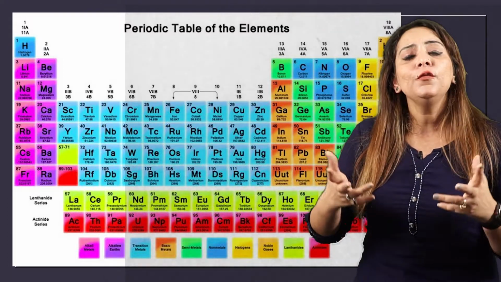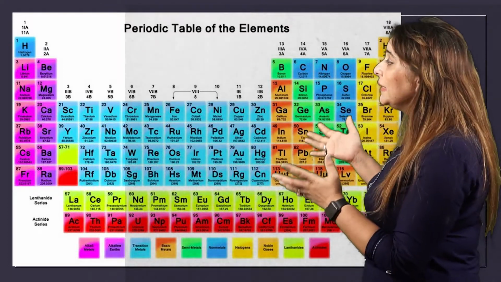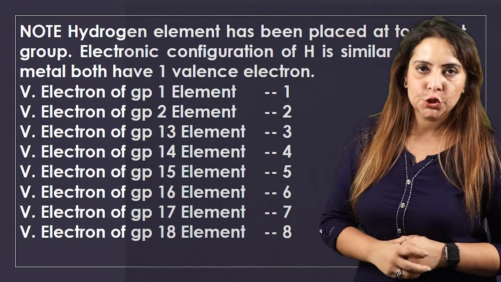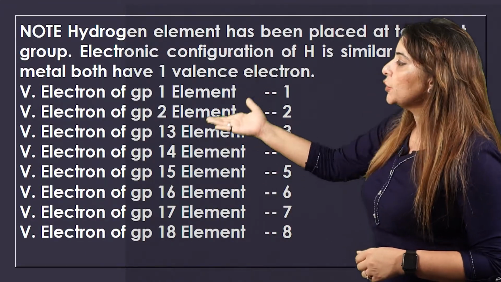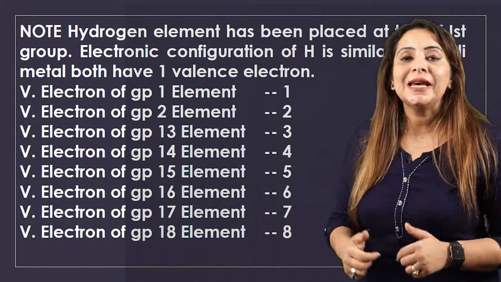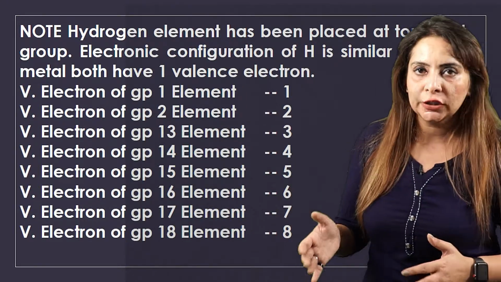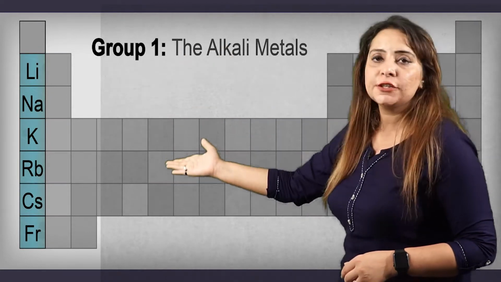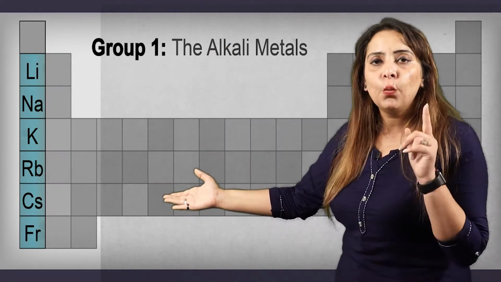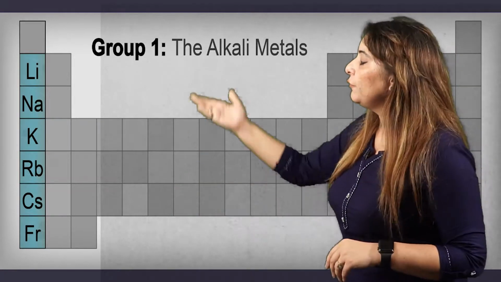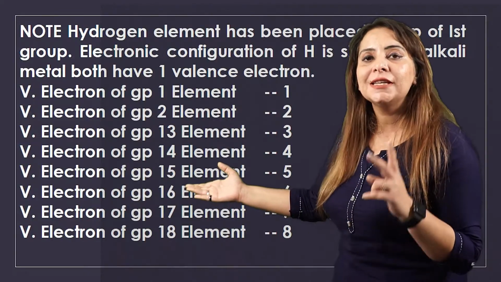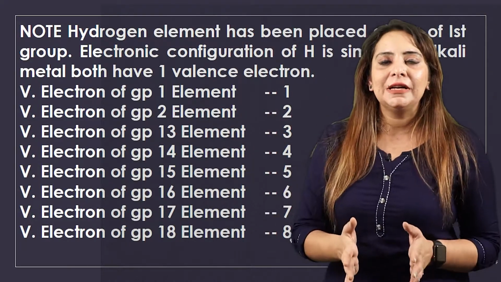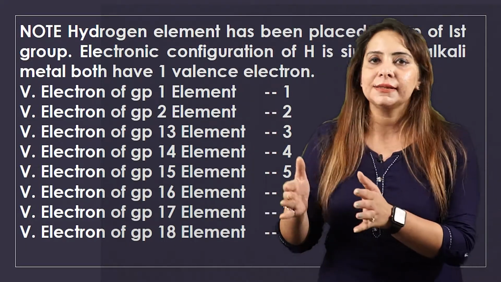Got it? Now, on what basis do we put the elements in the same group? It is based on the valence electron. All the elements in the same group possess the same valence electron. Like if I talk about the first group, all the first group elements possess 1 valence electron. And the second group elements possess 2 valence electrons. So likewise, all group members have the same valence electron.